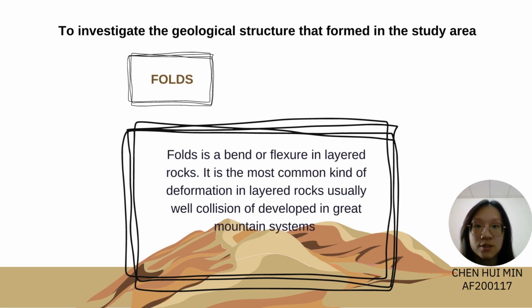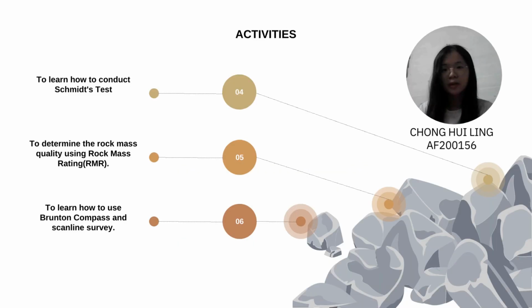The third one is folds. A fold is a bend or flexure in layered rocks. It is the most common kind of deformation in layered rocks, usually where collisions are developed in great mountain systems. There are three categories of folds, which are monocline, anticline, and syncline.